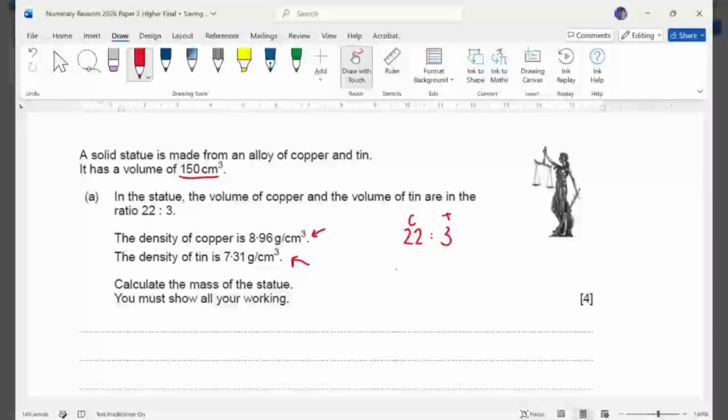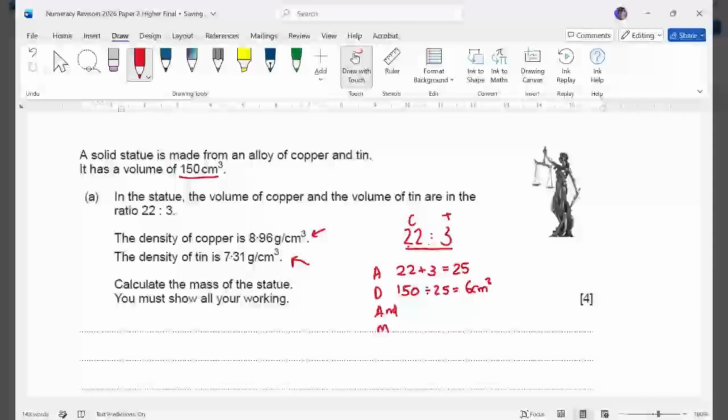Well, what we need to do here is work out of that volume, how much is copper, how much is tin. If we're sharing in a ratio, remember, we add these. There are 25 parts to this ratio in total. We're splitting that 150 into 25 parts. I can do this without the calculator, which is 6 centimetres cubed per part. Add, divide, and multiply is what ADM stands for. Add the ratio, split the big number into that many parts, and multiply. Now, when we're multiplying, what are we actually doing?